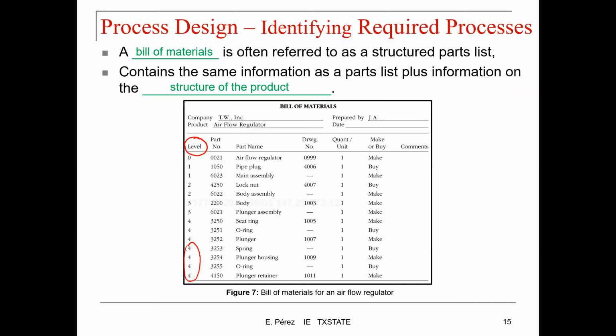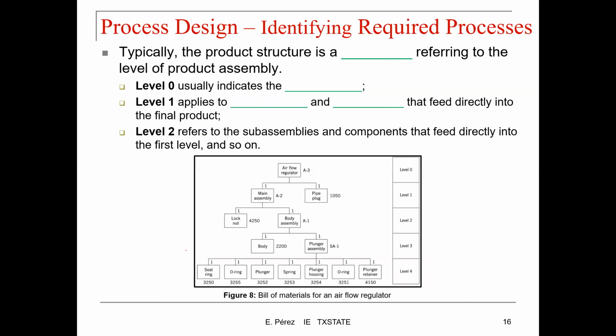We can use this information to depict the assembly of the product, which is what we are trying to illustrate here. Typically the product structure is a hierarchy referring to the level of product assembly. Level 0 usually indicates the final product. Level 1 applies to the sub-assemblies. So we have level 0 at the top. And then, as I mentioned, level 4 are those parts that are put together.